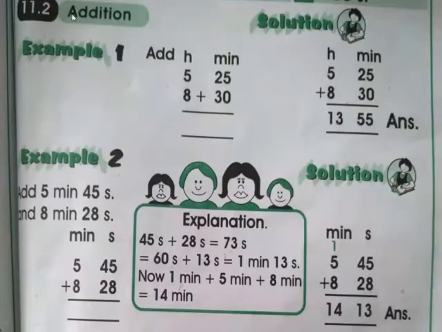Now look in your book at exercise number 11.2, addition. See example number 1. Here is the addition of hours and minutes. First of all, we start our addition from the minutes. 5 plus 0 is 5. Look here, see the solution.